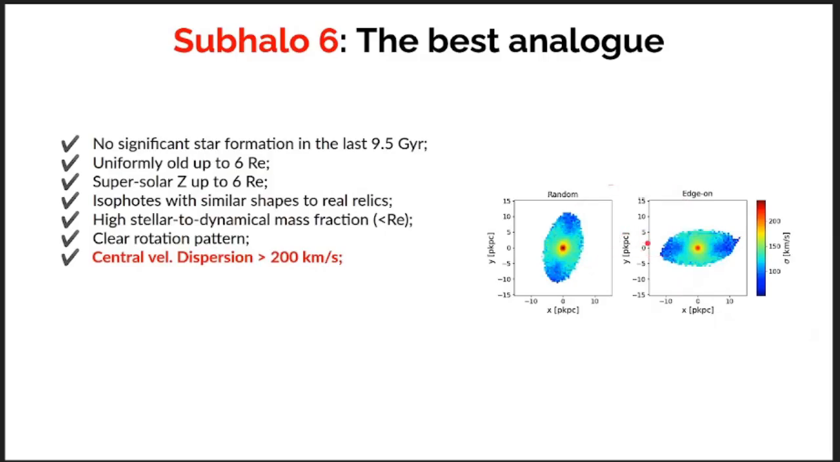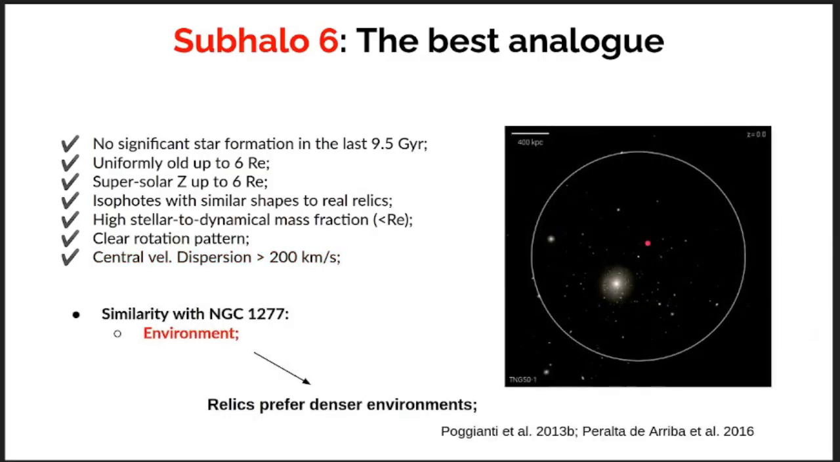in different orientations. And there is a peculiar similarity of this object with the most famous real relic galaxy, which is its environment. This galaxy in the simulation is in a very dense environment, in the most massive cluster of the simulation. And it is suggested in the literature that relic galaxies prefer dense environments. And NGC 1277 is one example of this. So it's a peculiar similarity with the real relic galaxy.